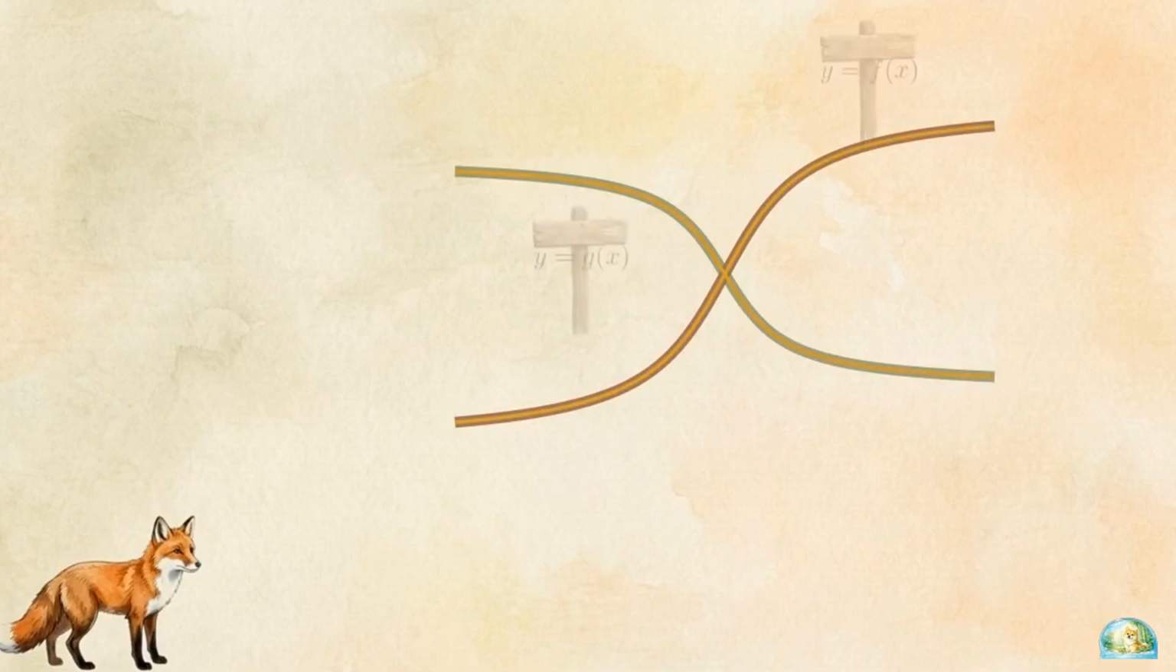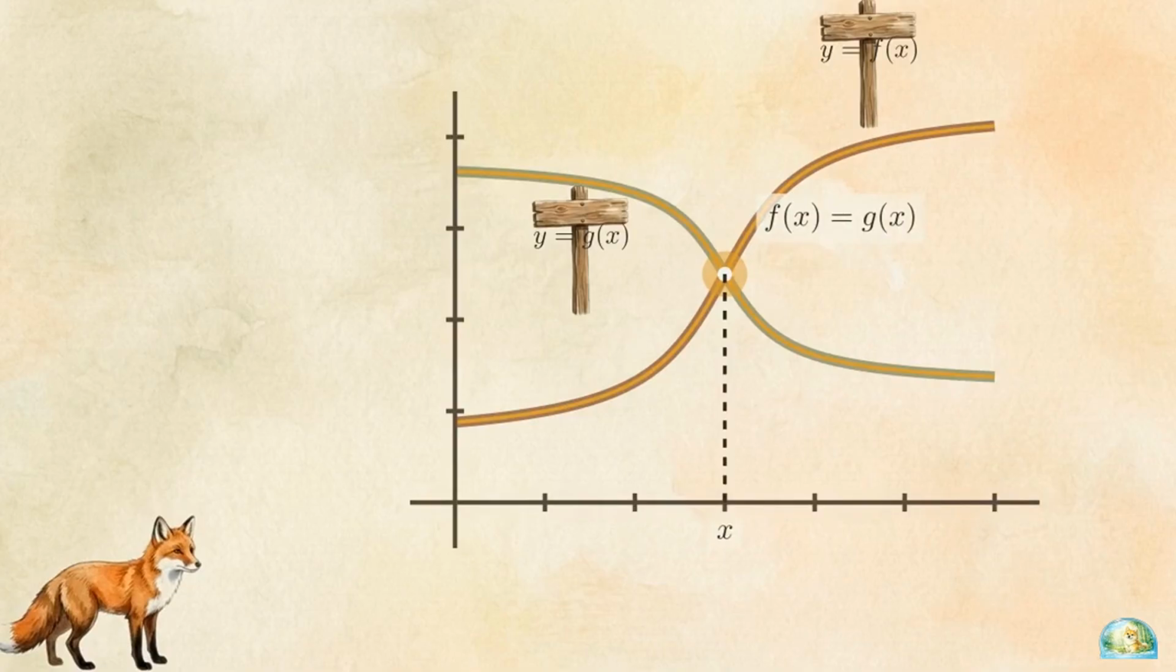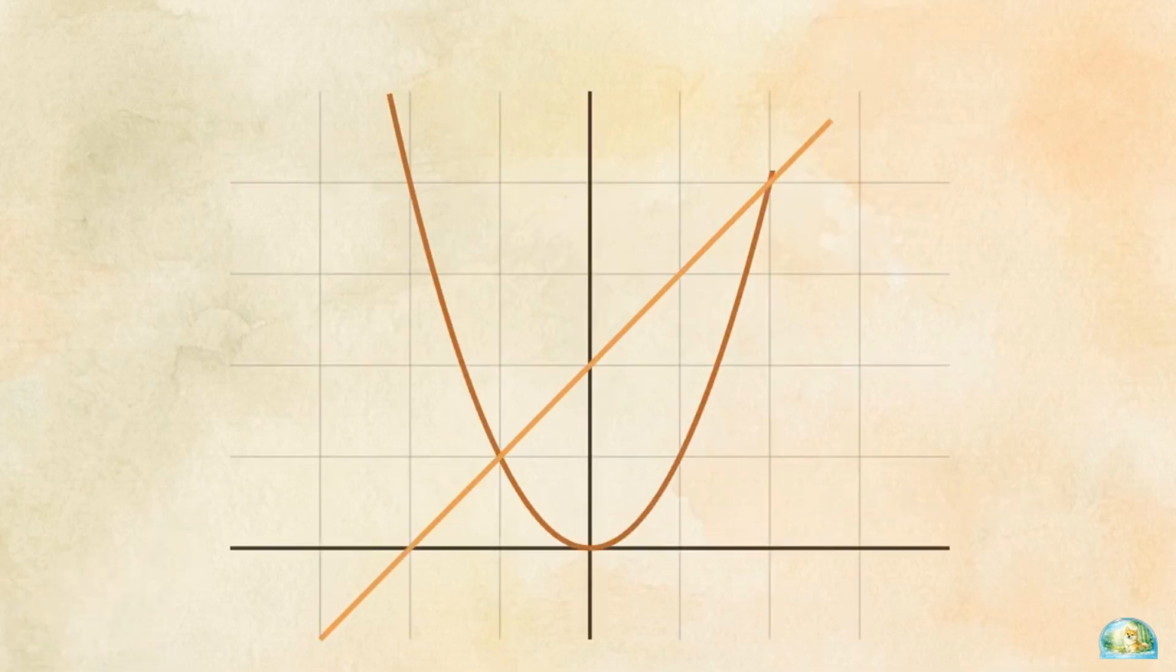We will explain why the x-coordinates of intersection points of y equals f of x and y equals g of x are the solutions of f of x equals g of x, and find approximate solutions using graphs, tables, or technology. Why do the x-coordinates of the intersection points of y equals x squared and y equals x plus 2 solve x squared equals x plus 2?